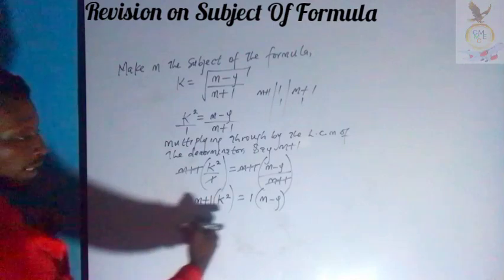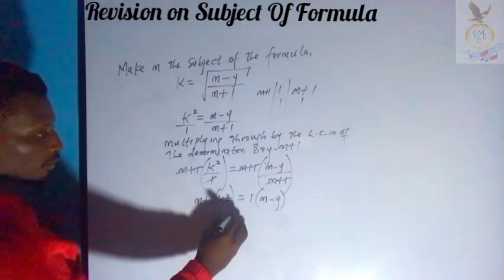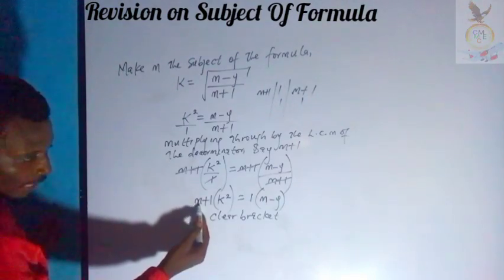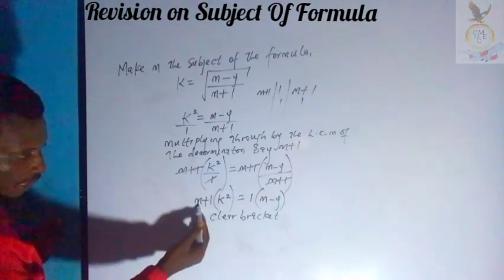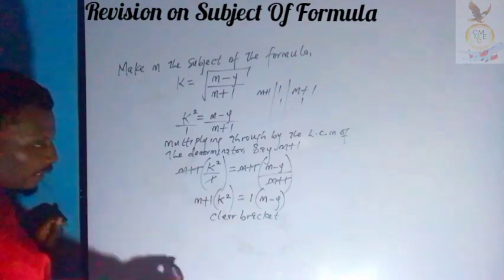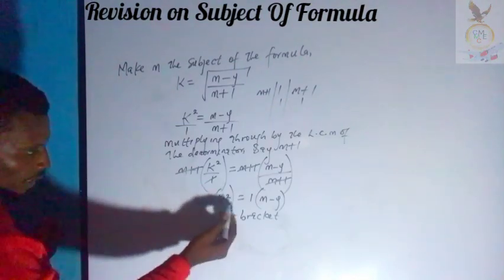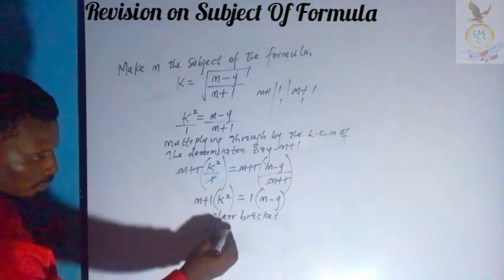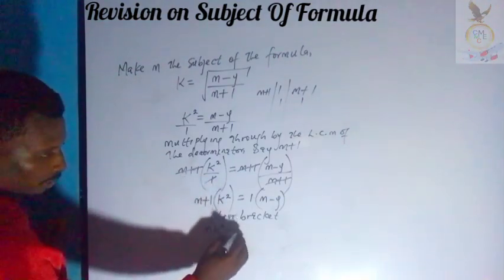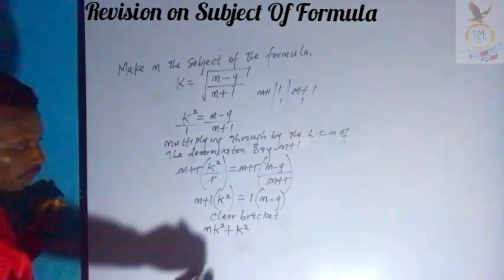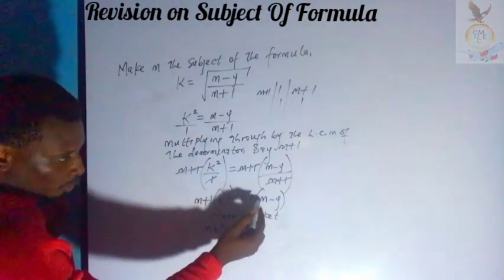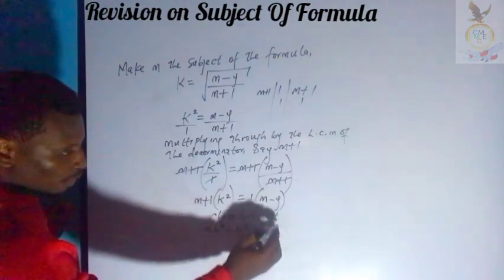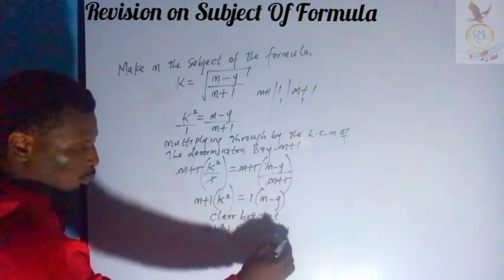So at this point, we're going to clear brackets. Since we cannot add m plus 1 together, we're going to use m and times. After that, we're going to use 1 and times. That is plus is plus. m times k squared is mk squared. Plus is plus, 1 times k squared will give us k squared is equal to plus will give us plus, 1 times m will give us m. Plus minus will give us minus, 1 times y will give us y.